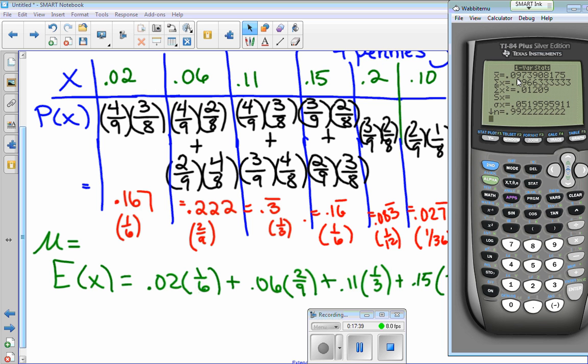So go back. We're going to Stat, Edit. In list 1 is all of the x values in my probability distribution. In list 2 was all of the probabilities of all of those. And then I just went to Stat, Calc, one variable statistics, and my list was still list 1, but the frequency list was list 2, and that's where I put my probabilities. And then the first number that I get is the mean or the expected value. Okay? That should help you with problems 1 and 2 on the homework.